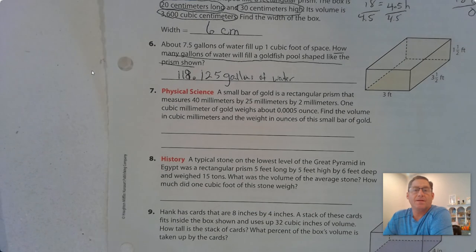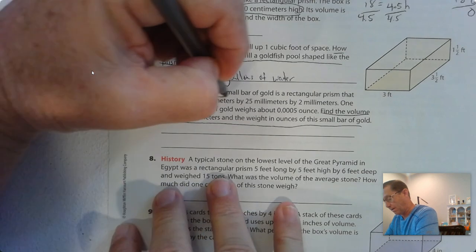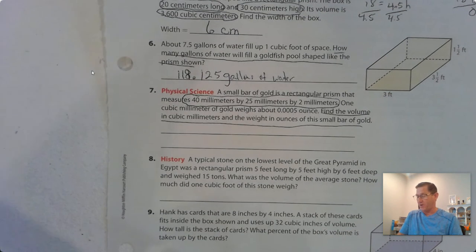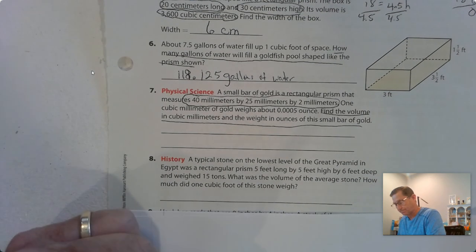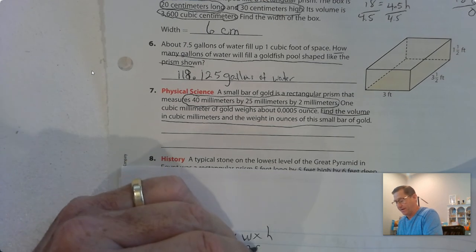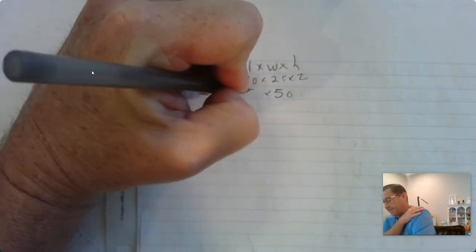Number 7. A small bar of gold is a rectangular prism that measures 40 by 25 by 2. 1 cubic millimeter of gold weighs 5/10,000ths of an ounce. Find the volume in cubic millimeters and the weight in ounces of this small bar of gold. Okay, so let's find the volume of the gold bar. 40 times 25 times 2. 40 times 25 times 2 is 50.